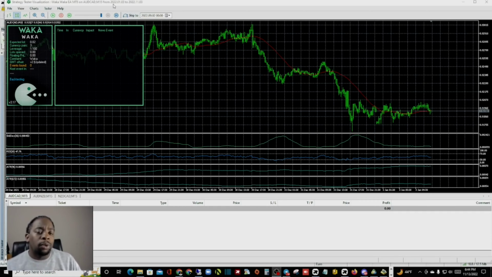What we're going to do is a backtest from January 3rd of 2022 all the way up to November 3rd. And once again, I have not changed any of the settings or anything like that. The only thing that I have done is click on the play and move some of this stuff down.